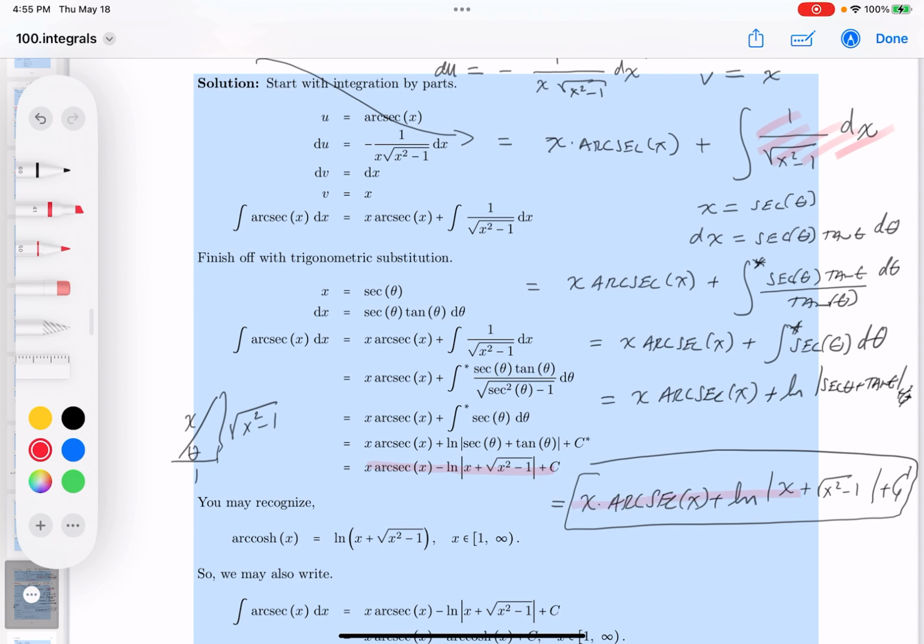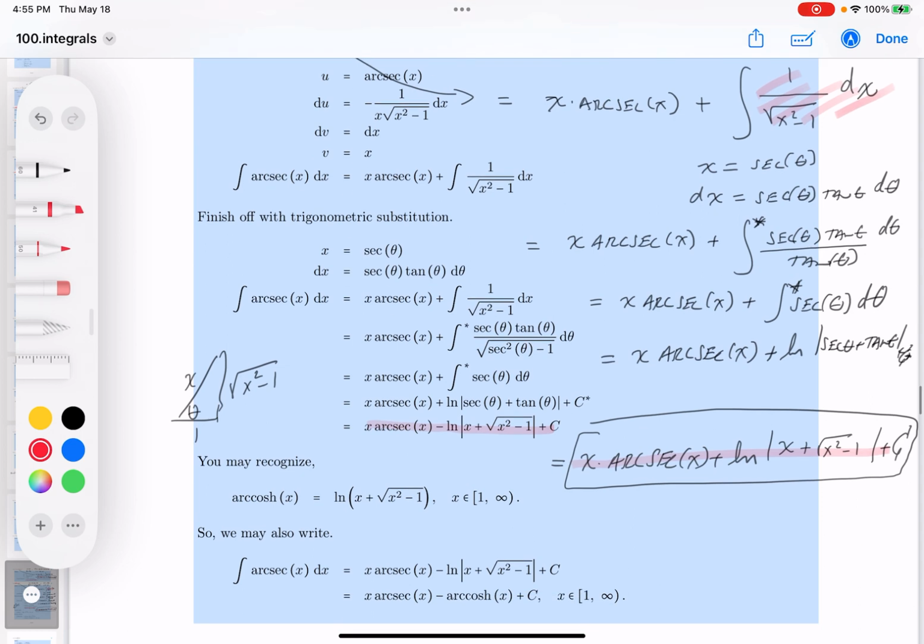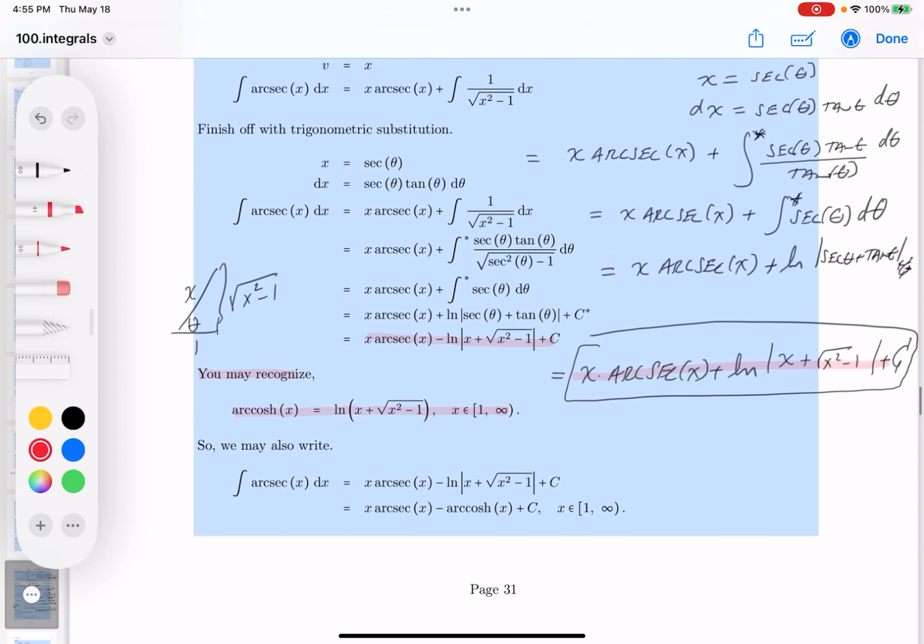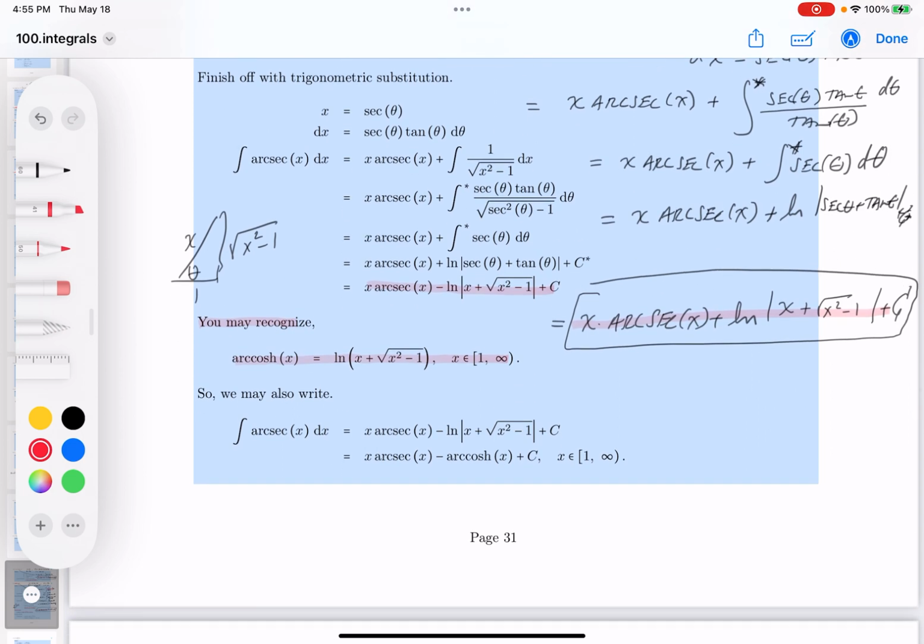I'm looking at the answer here and the answer here, and I want to see if they're equivalent. x arc secant of x plus the natural log of x plus, yeah, we did it right, all right? Now it goes on to say you may recognize it. You may not recognize it. You may say, I can't recognize that. And again, if you did that, I guess we could rewrite this a little differently, but there's no need to. If you want to, you can, right? What I mean by that, if you recognize this, you could write that down instead if you like. Thank you.